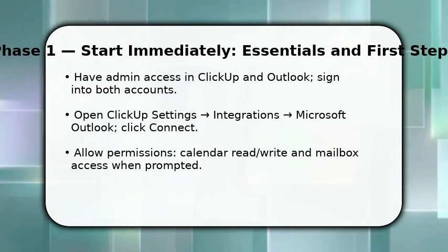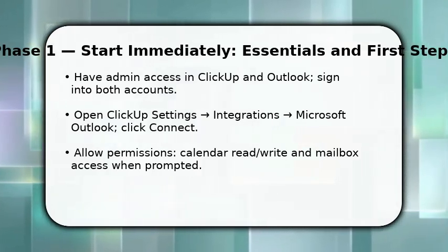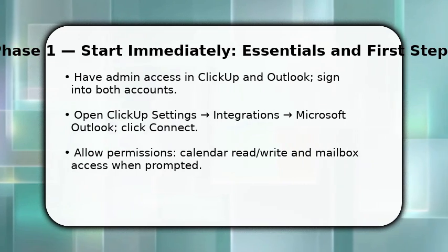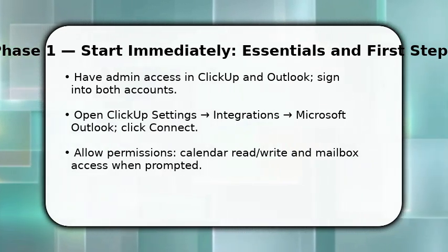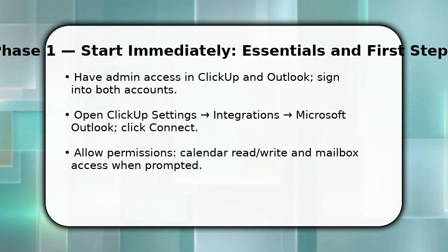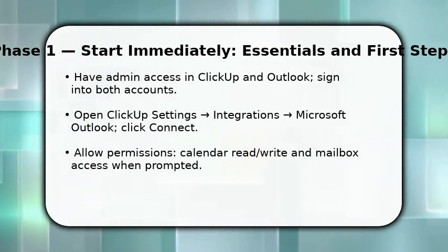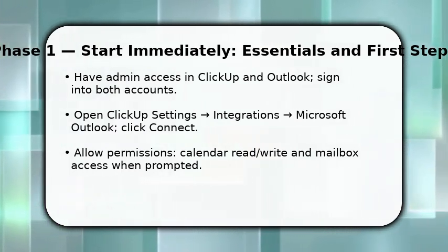Enjoy the video. You start by confirming admin rights and signing into both ClickUp and Outlook, then open ClickUp settings and go straight to integrations. Once there, select Microsoft Outlook and click Connect. This links accounts and exchanges authentication tokens so events can flow.